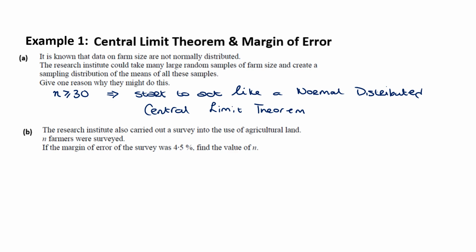So then the Research Institute carried out a survey into the use of agricultural land. n farmers were surveyed and the margin of error was 4.5. Find the value of n. So this is an important formula that's not in the log tables. So it's important that you know this formula. Okay, so we have margin of error. So this is one you need to know off by heart.